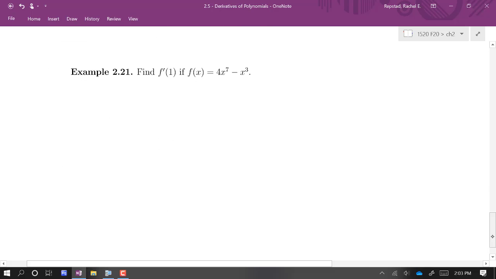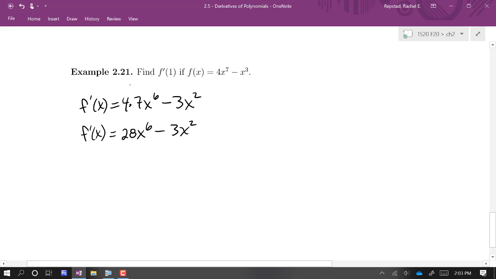And let's see, our last example, we want to find f prime of 1 for this function. So that means we're first going to find the function f prime of x. We're going to find the derivative of this function, and then we'll plug in 1. So f prime of x equals, I've got 4 times, using the power rule on x to the 7th gives us 7x to the 6th, minus, power rule on the last term, 3x squared. Clean this up a little bit, 28x to the 6th minus 3x squared. There's our function f prime of x.